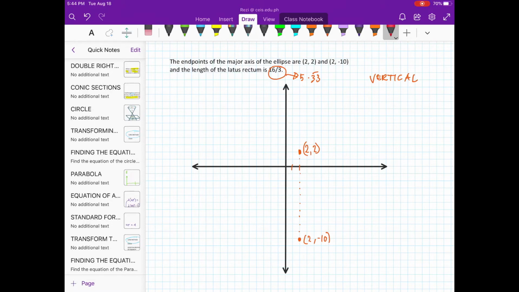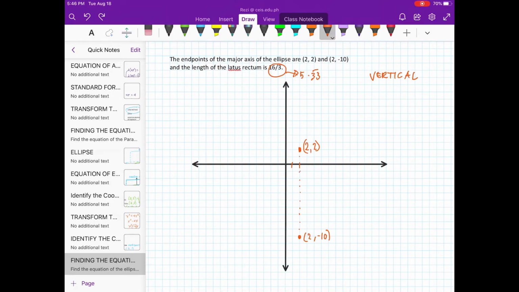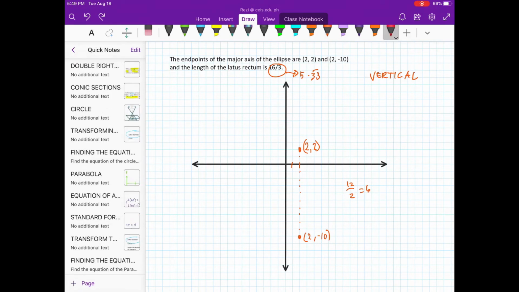So where is (2, -4)? If you count the units from the two endpoints, it will have 12 as their distance. So 12 divided by 2 is the midpoint. So we have 6: 1, 2, 3, 4, 5, 6. So this is positive 2, negative 4, the midpoint. Thus a is equal to 6. The latus rectum is 16 over 3, or 5.33.